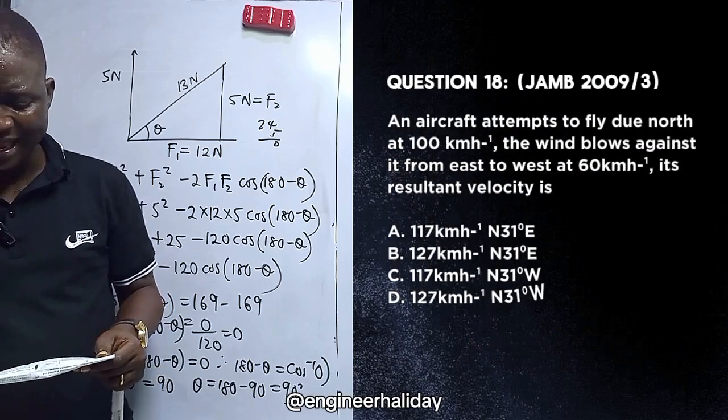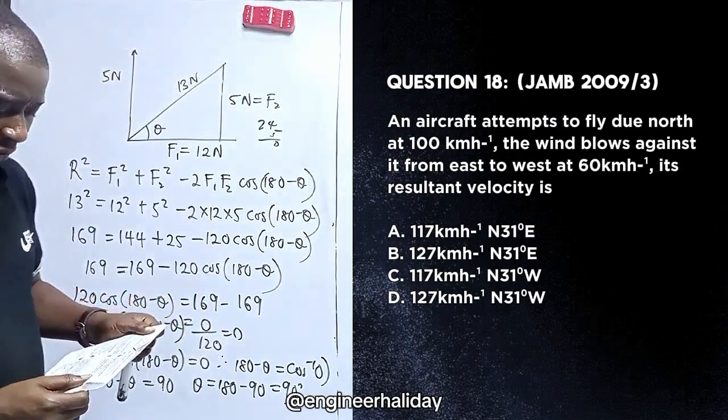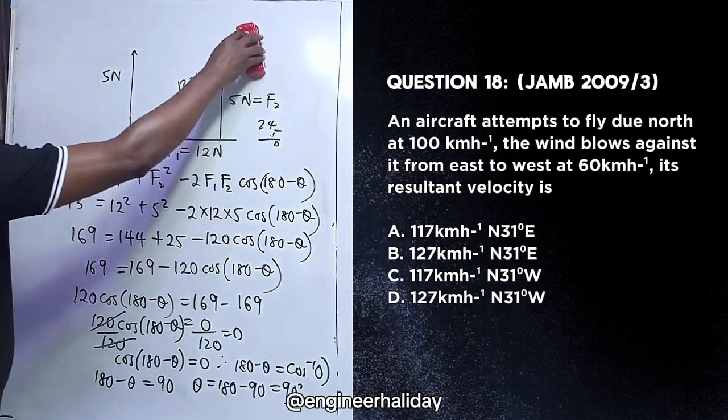Number 18 says an aircraft attempts to fly due north at what? Aircraft.